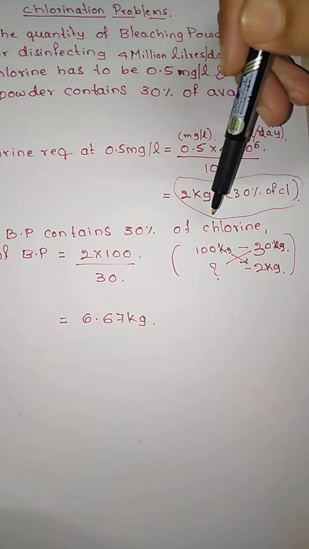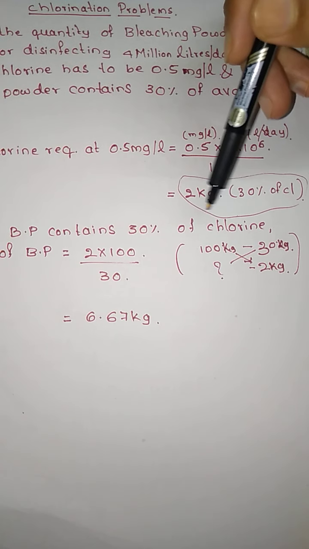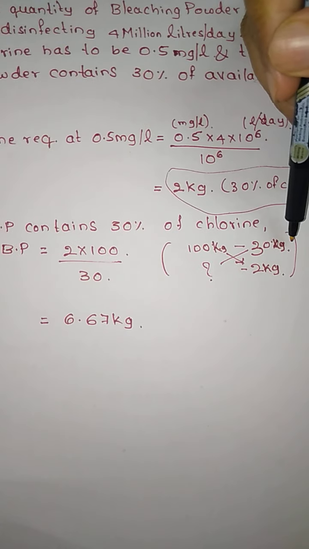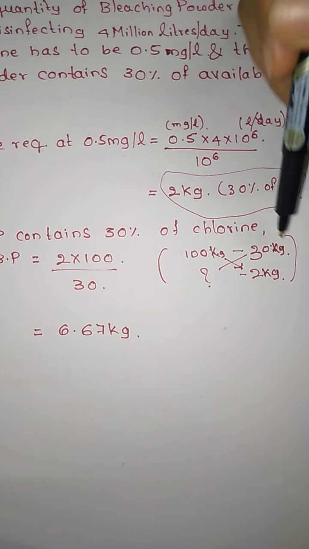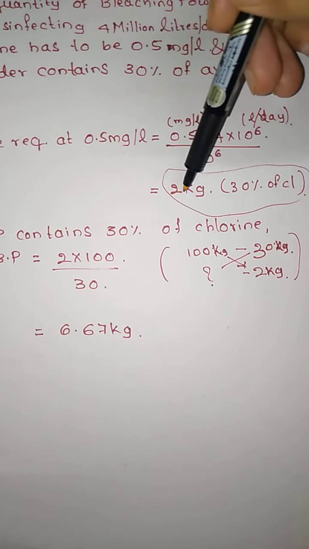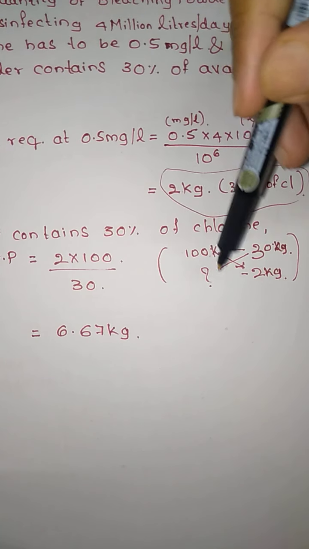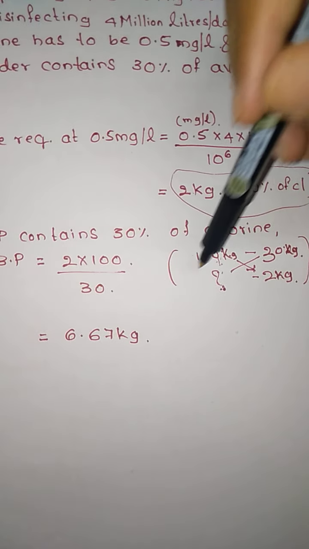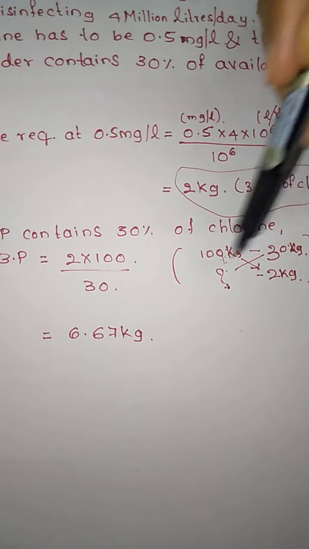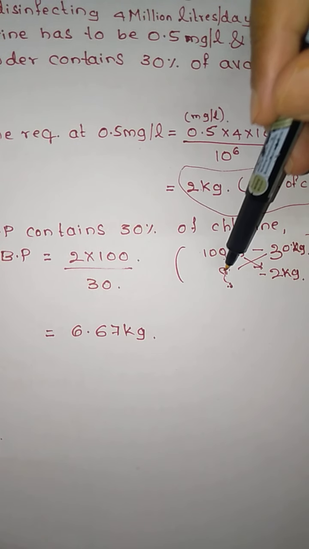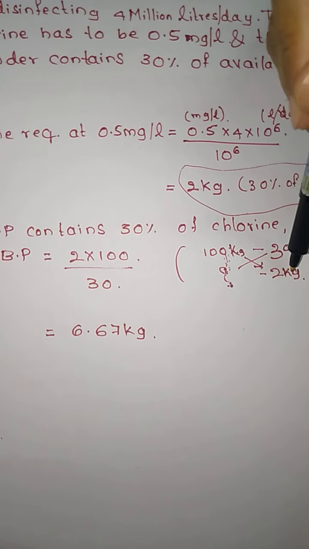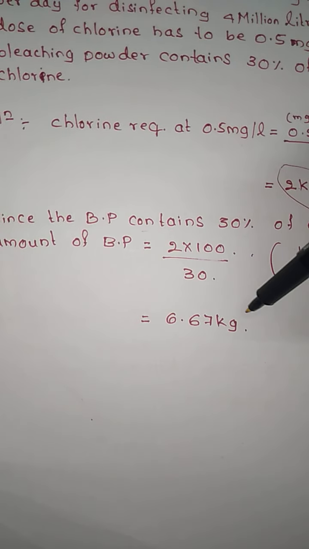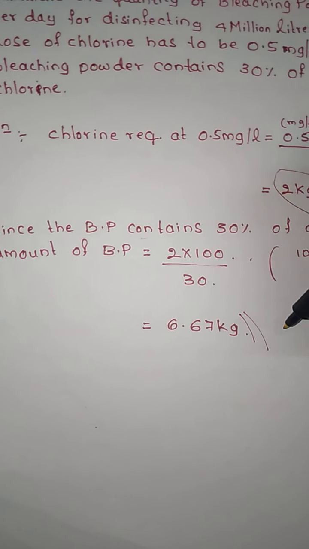Now we need to find how much quantity of bleaching powder we want. For that, in the problem they have given 100 kg will contain 30 kg of the available chlorine. So we have determined the chlorine content, it will be 2 kg. Now we need to determine how much amount of the bleaching powder will be available. So 100 kg will be having 30 kg. So how much kg of bleaching powder will be having the 2 kg of chlorine content? So we have just cross multiplied it, and we have got the answer as 6.67 kg of the bleaching powder required.